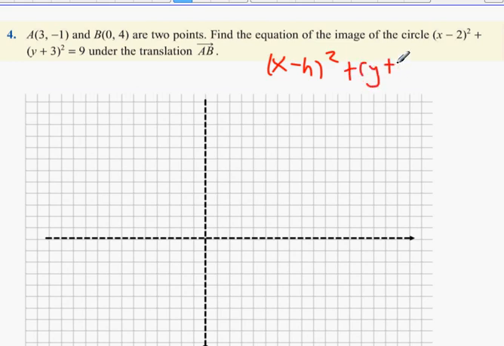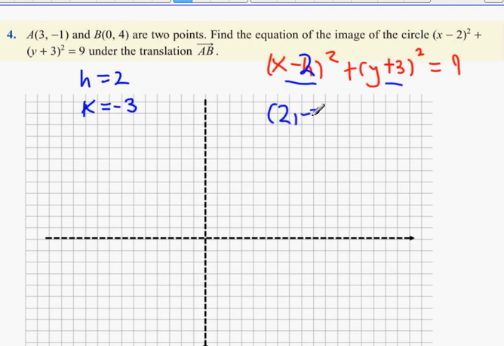You've done enough of these already to know what the centre should be. If it's minus 2, what's the h value? 2. And if it's plus 3, the k value is 3. This has a centre 2, minus 3. 2 across, 3 down. What's the radius? R squared equals 9. R therefore equals 3.